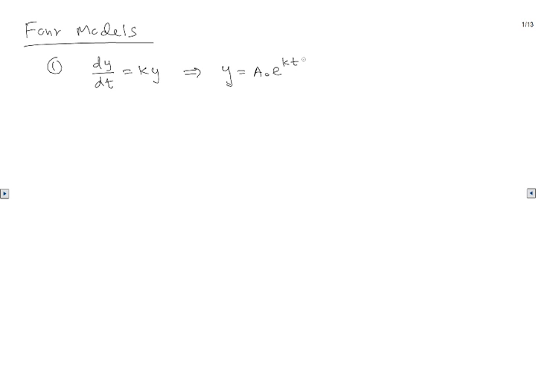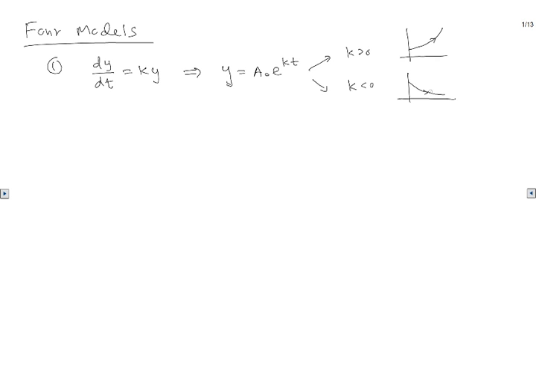t is the independent variable, so I use kt. If the independent variable is x, it is kx. So this is actually 2 situations. If k is positive, this is the exponential growth situation, so it goes like that. And if k is negative, this is the exponential decay, so it's going to go like that. The same solution, depending on k positive or negative.